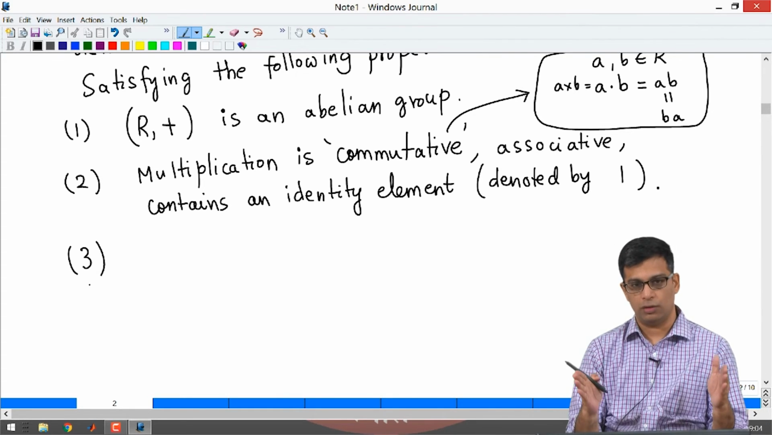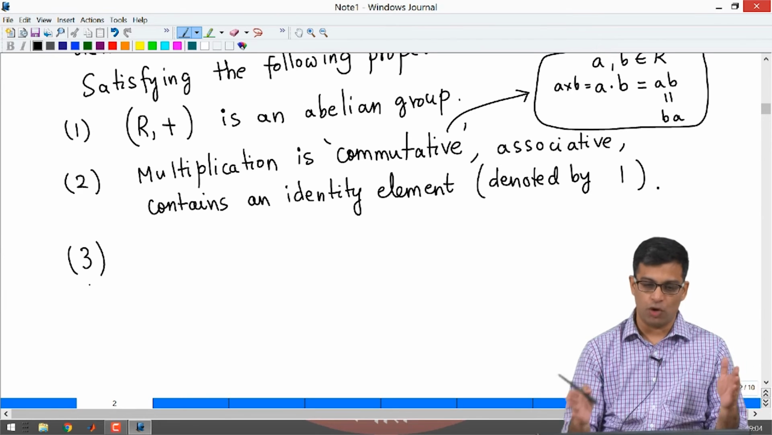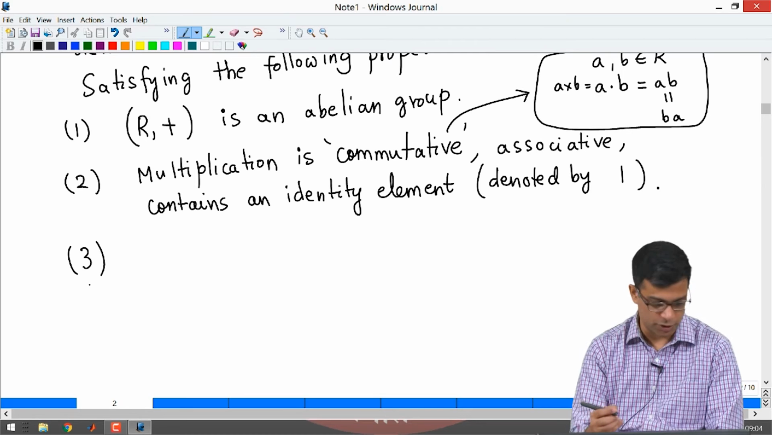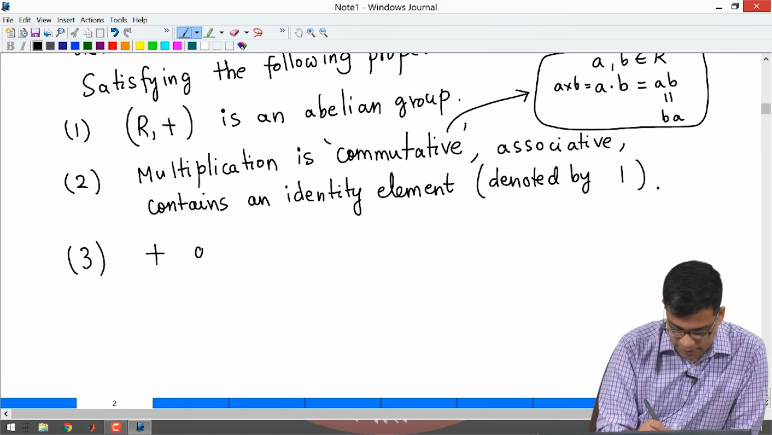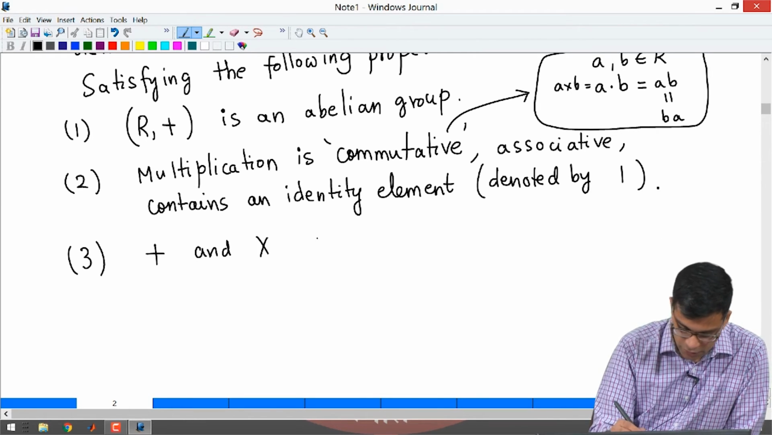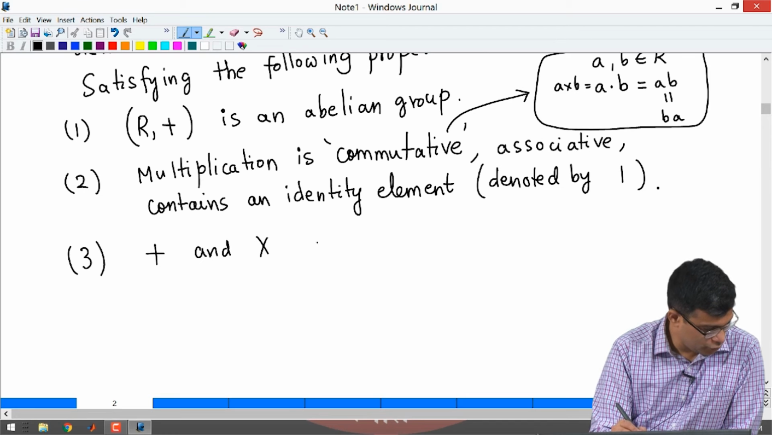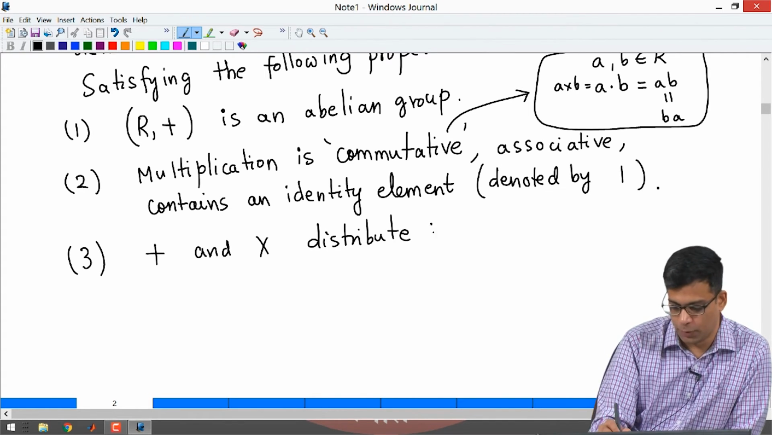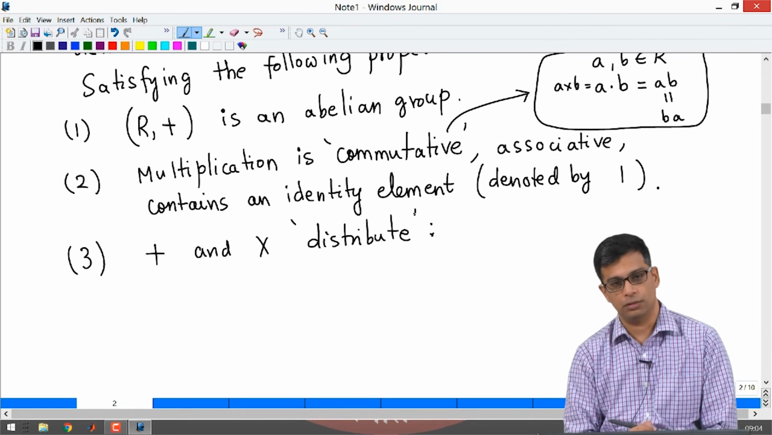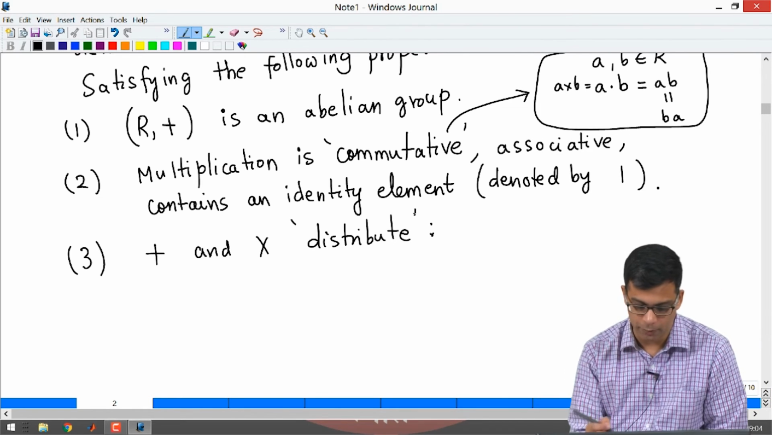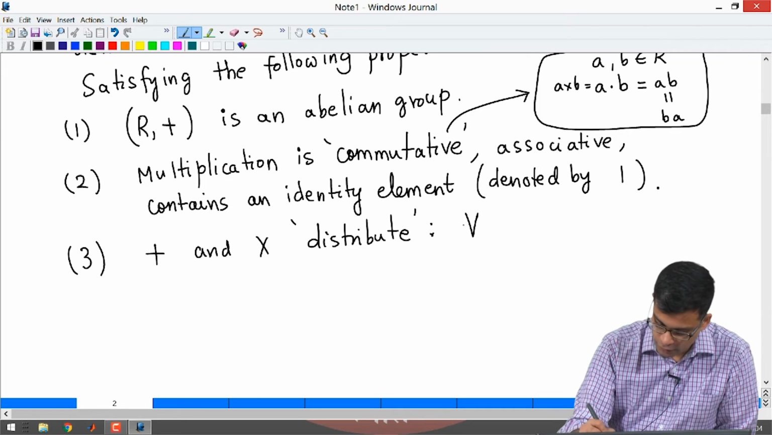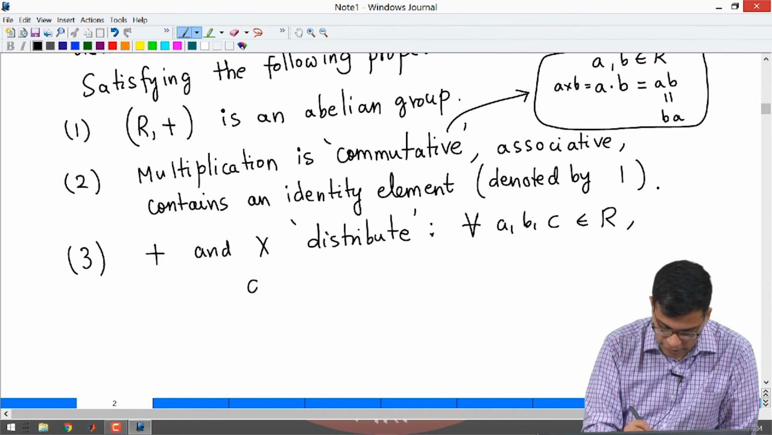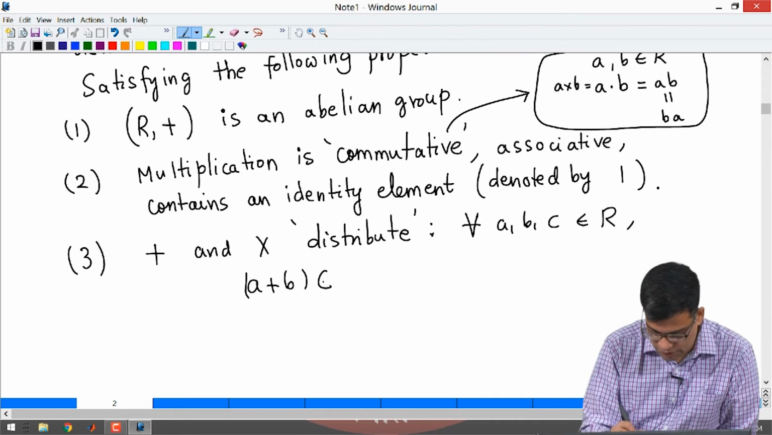Anytime you have two operations on a set, you want these two operations to be well behaved with respect to each other; they should not be completely independent of each other. So, I will say that plus and times distribute. This is the usual distributive property of integers or real numbers or complex numbers. What is this? For all A, B, C in R, A plus B times C.